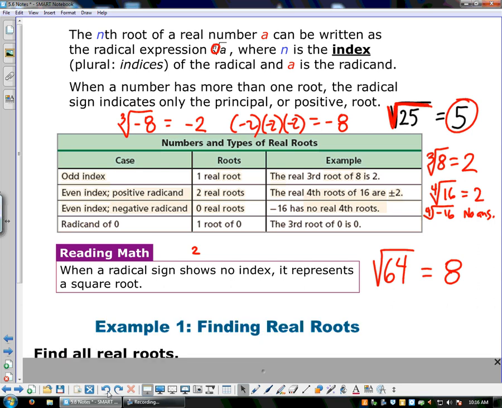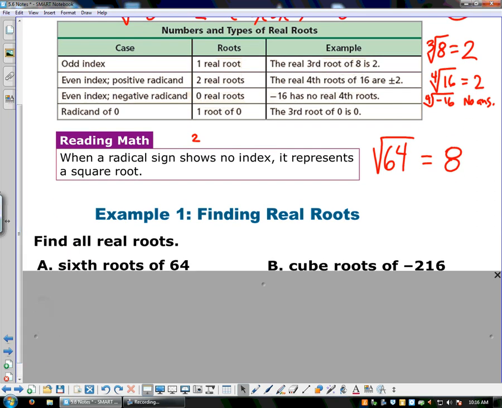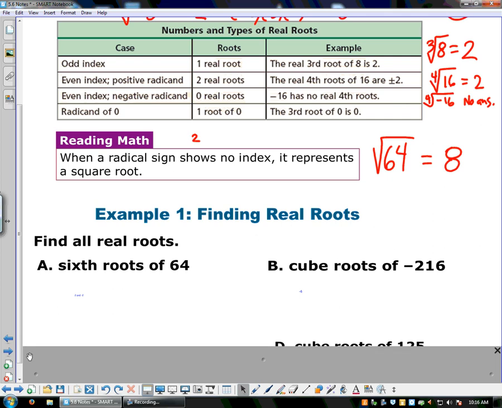All right, so example 1, finding real roots. Let's take a look at this. Find all the real roots. What about the sixth roots of 64?